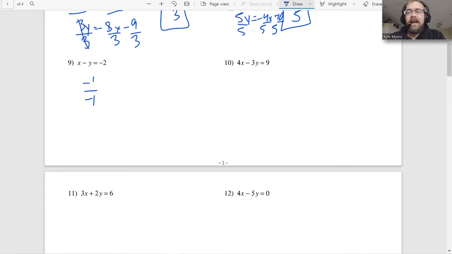This one is negative 1, because the number in front of x is 1. A is 1, b is negative 1. It's negative a, so negative 1, over b, which is also negative 1, so this is 1. Slope is 1.